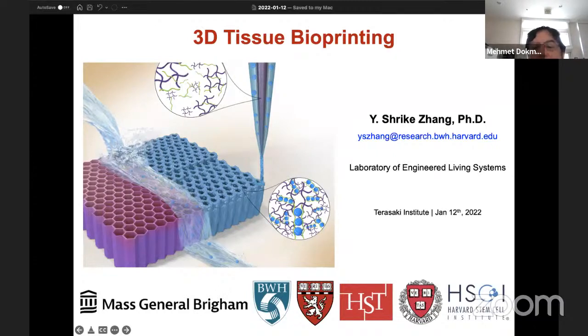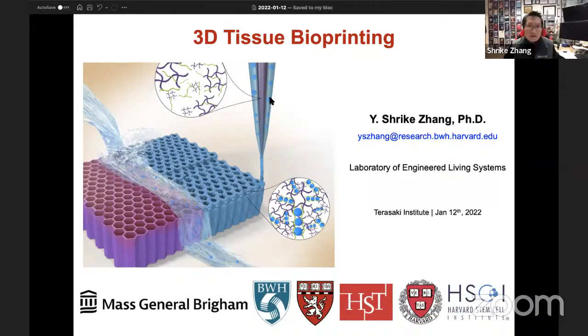In collaboration with a multidisciplinary team encompassing biomedical, mechanical, electrical, and computer engineers, as well as biologists and clinicians, his laboratory seeks to ultimately translate these cutting-edge technologies into the clinic. He's an author of more than 250 peer-reviewed papers, and his scientific contributions have been recognized by more than 40 international, national, and regional awards. The floor is yours, Shrike.